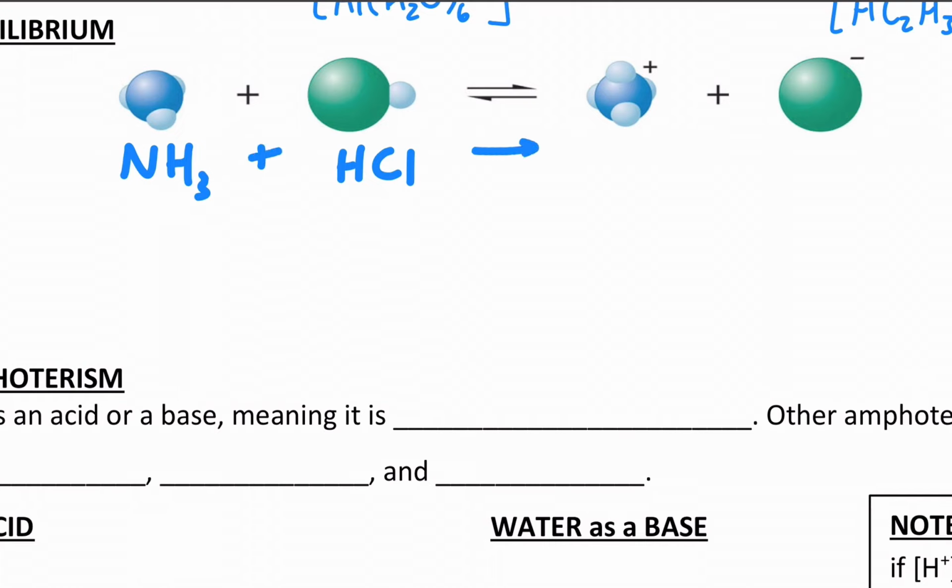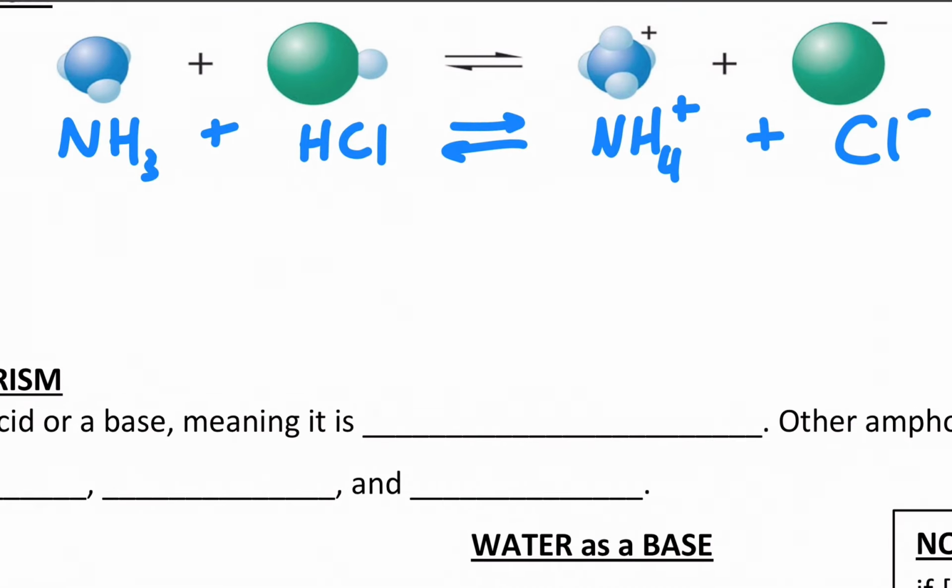Looks like we get an ammonium ion and a chloride ion. And just to make sure we're clear about the terminology, the ammonia is the species which picks up an extra H. It's a proton acceptor. So that is a base.